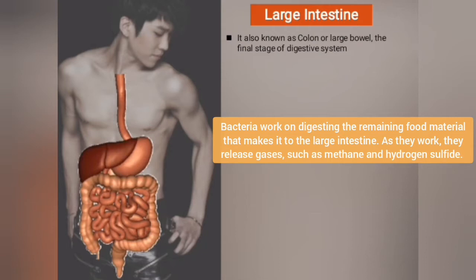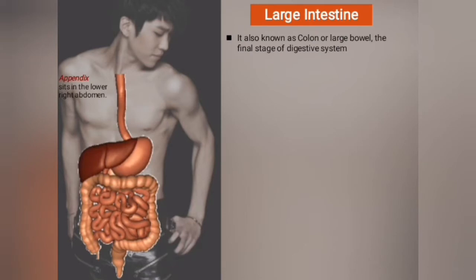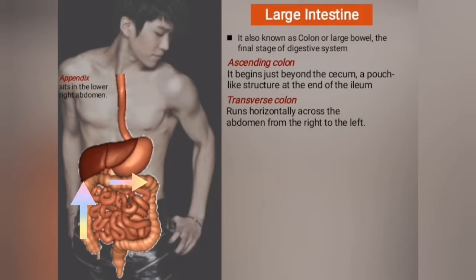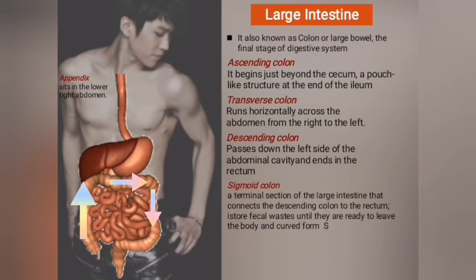There are 6 parts of the large intestine. First, the appendix sits at the lower right abdomen. It contains cells of the immune system. Second, the ascending colon. It begins just beyond the cecum, a pouch-like structure at the end of the ileum. Transverse colon runs horizontally across the abdomen from the right to the left. Descending colon passes down the left side of the abdominal cavity and ends in the rectum.